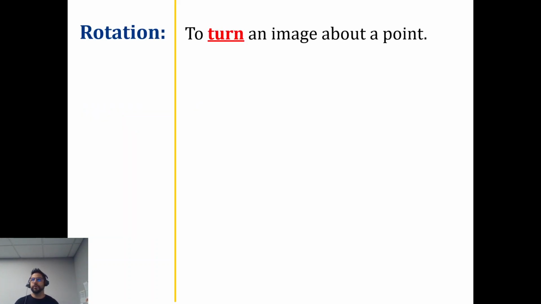So obviously, rotating, you should know that's turning. Instead of sliding it around, which was the translation, or the mirror image, which was the reflection, our rotation is going to be turning about a point, turning an image. So imagine you have this quadrilateral, and that dot there represents your origin. You can rotate it clockwise. You can rotate it counterclockwise.